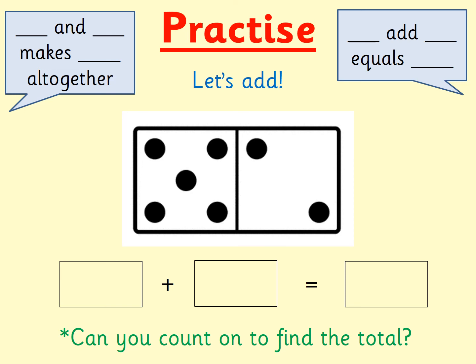How many dots are there on the first side of my domino? There are 5 dots on the first side of my domino. How many dots are there on the second side of my domino? There are 2 dots on the second side of my domino. And there are 7 dots all together. I can see that 5 add 2 equals 7. 5 and 2 make 7 all together. Go away and complete this work in your workpack now.